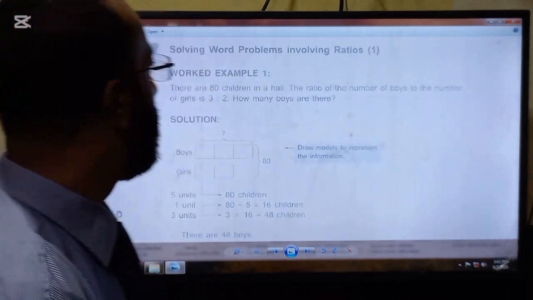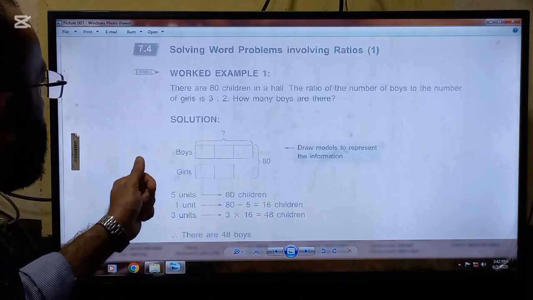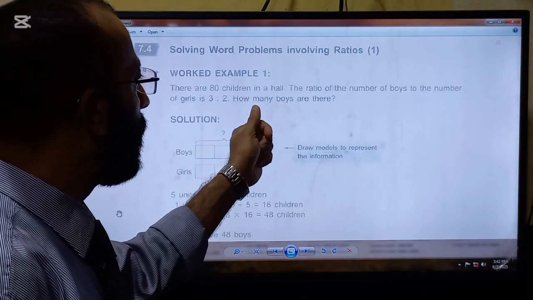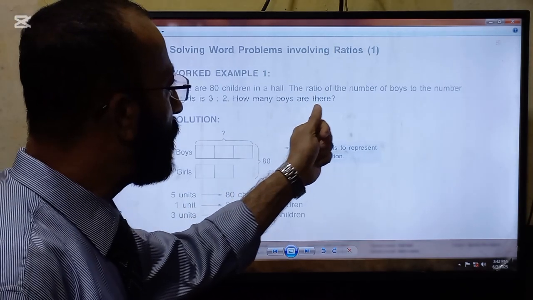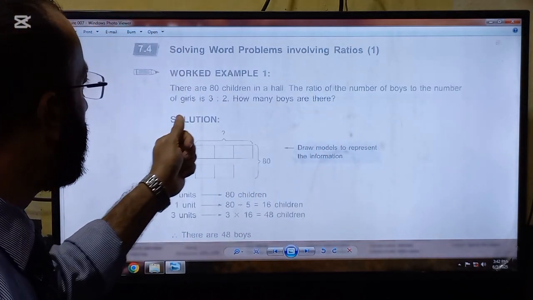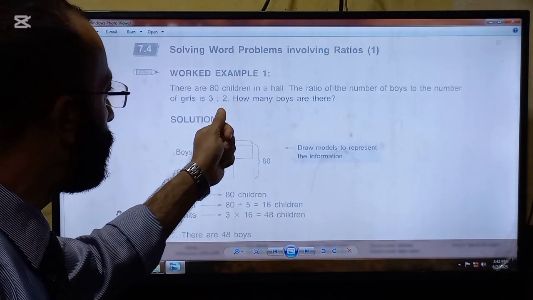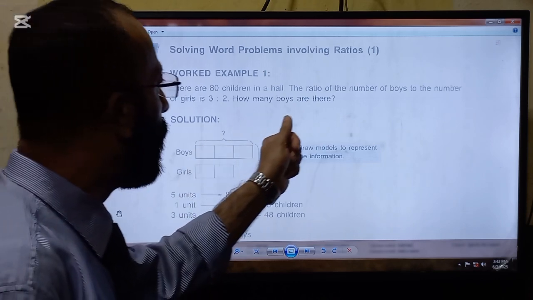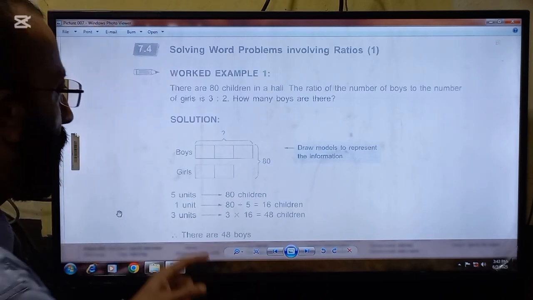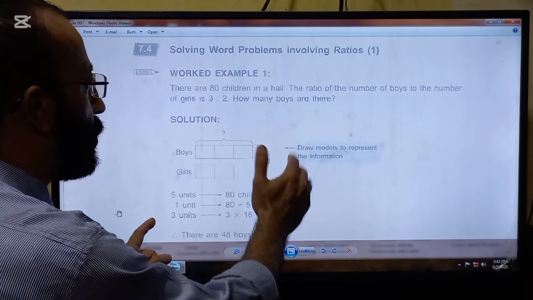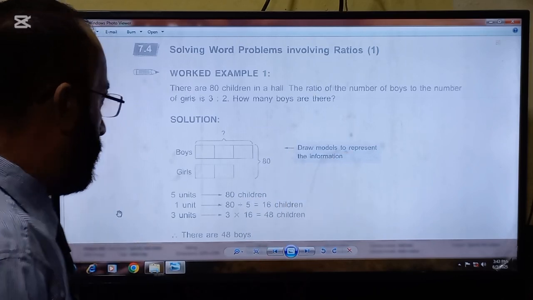So concentrate yourself. The question is: there are 80 children in a hall. The ratio of the number of boys to the number of girls is 3 to 2. How many boys are there? First, we are going to solve this question by drawing models.